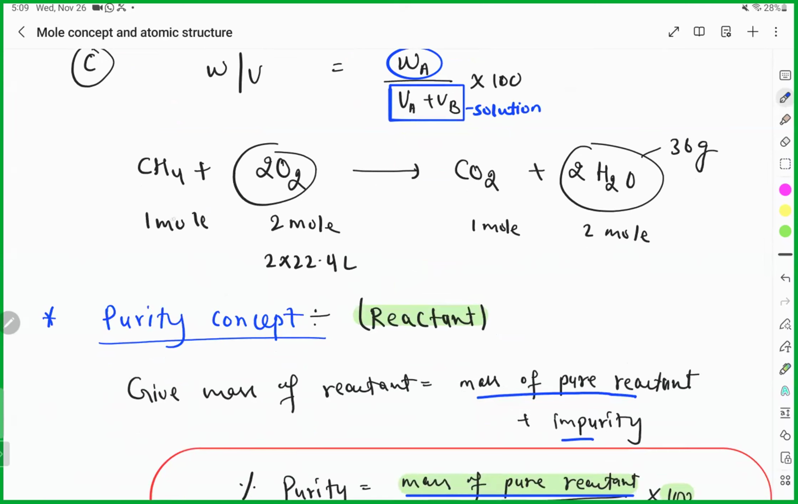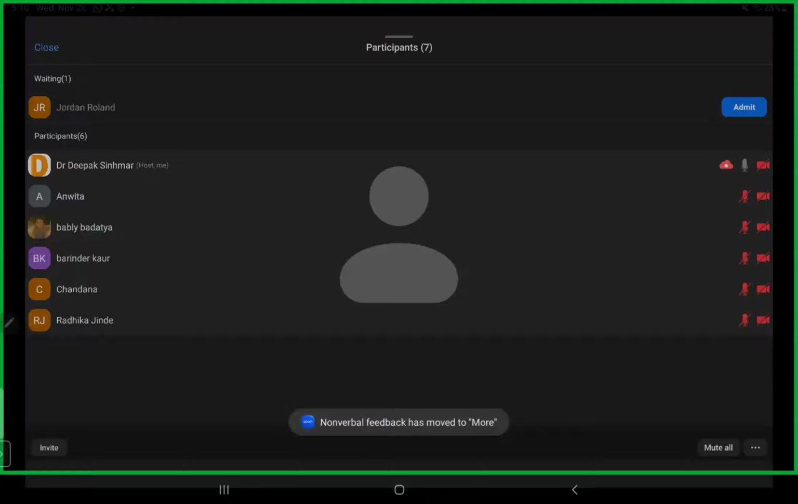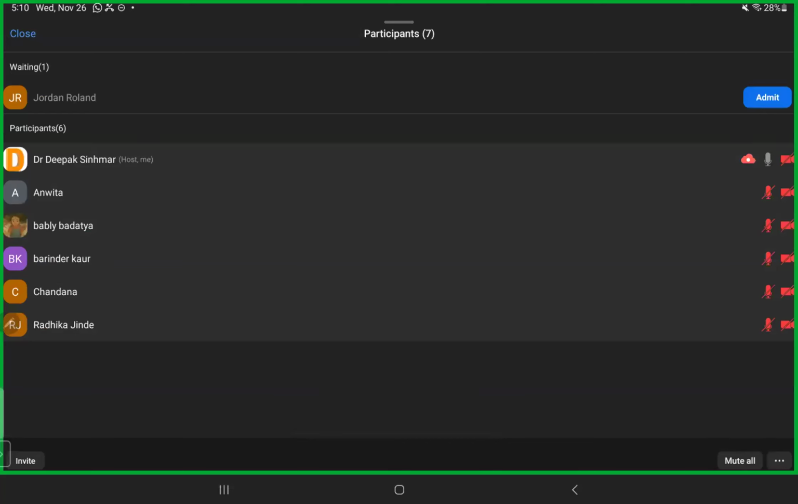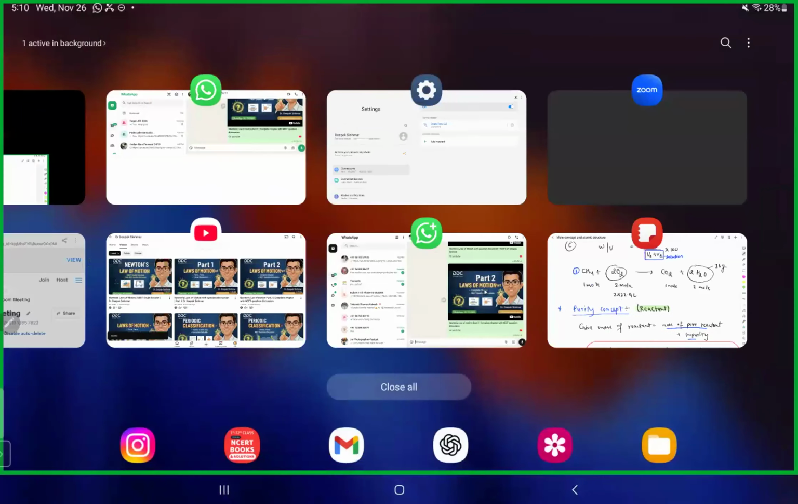And here, example, you have one mole. Who is missing? Yeah. Am I audible to everyone? Yes, sir. Okay.